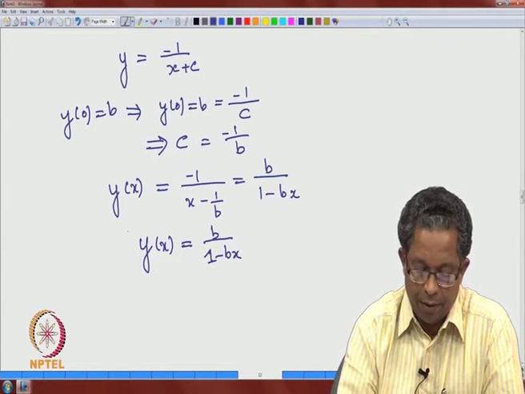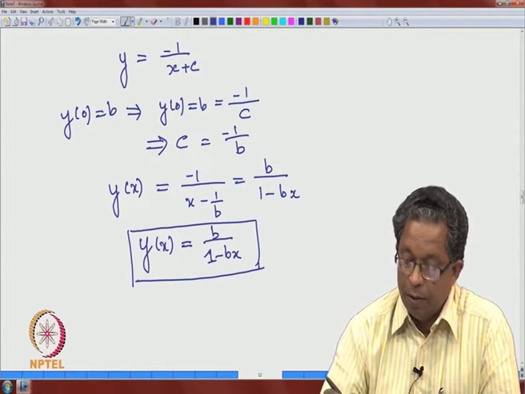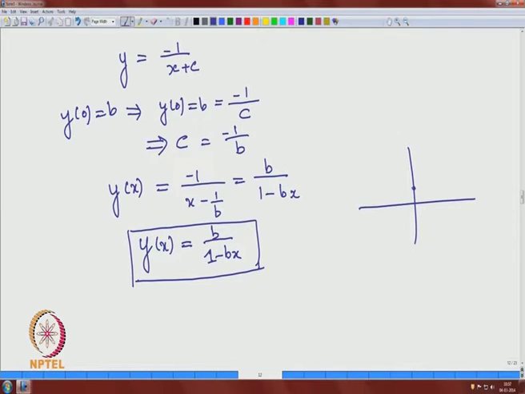So, look at the solution. Starting from 0, b, as you increase x, if x is equal to 1 by b, then the solution blows up. So therefore, the solution exists for x strictly less than 1 by b. So, if b is 1, then 1 by b is 1. So this is 0 to 1.